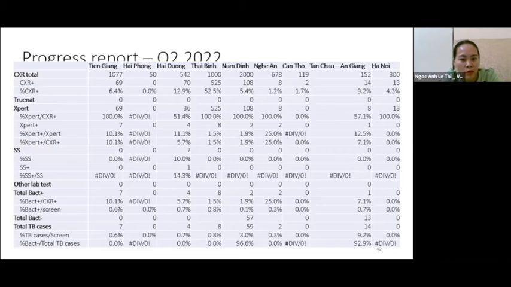But in general, as you can see in the slide, we detected around 80 TB patients, both bacteriologically confirmed as well as clinical TB cases, amongst 6,000 people screened for TB in active case finding as well as the identified case finding at health facilities. Next, please.